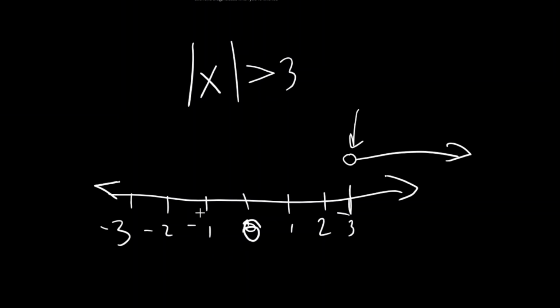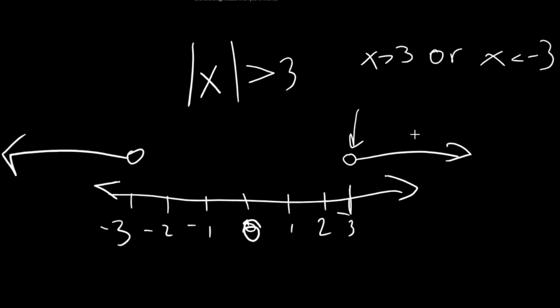But when we get to the negative numbers, it starts to become a little more interesting. The absolute value of -1 is +1, so that won't work. But let's say we take the absolute value of -4. The absolute value of -4 is +4, which is greater than 3. So what we see is that there's actually two regions. This is a compound inequality. One is that x is greater than 3, or x is less than -3.